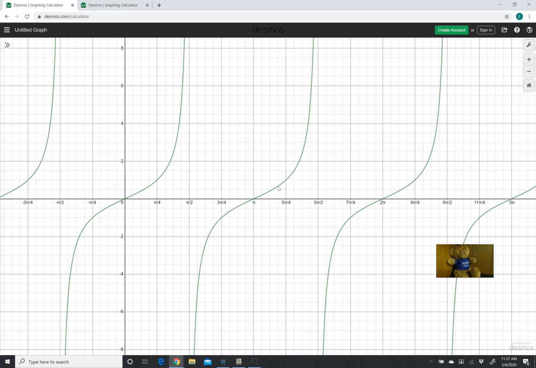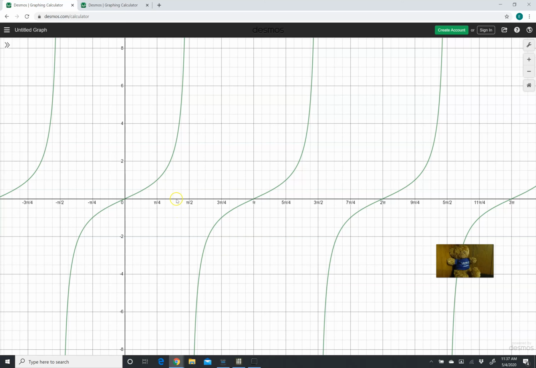So one of the ways that we know that this is tangent is because we have asymptotes wherever the cosine is 0. The tangent is 0 whenever the sine is 0. So when we look at this, we have asymptotes. So that's one thing that tells us that we have tangent as opposed to, let's say, sine or cosine.